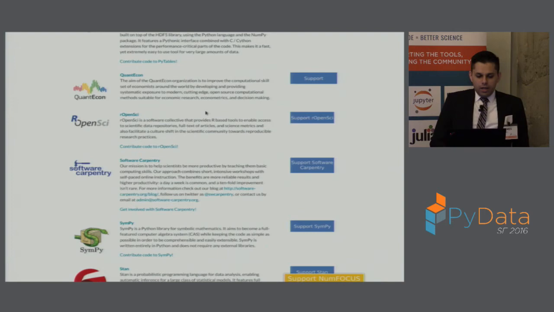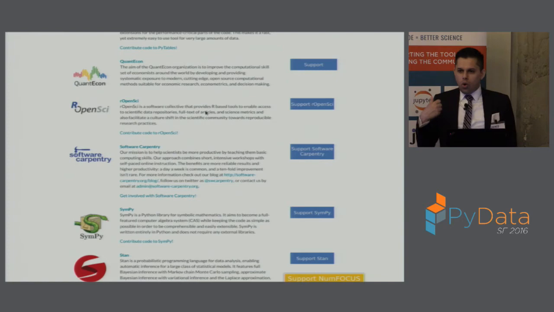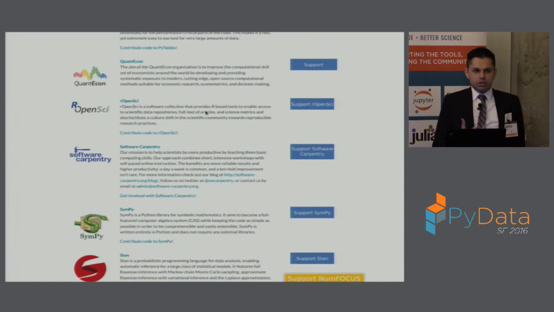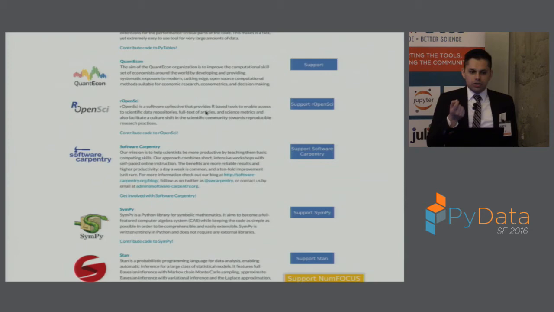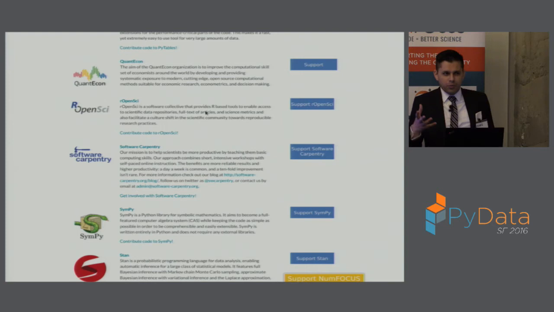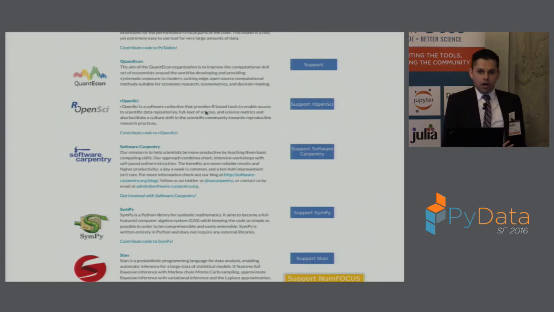Additionally, there's one more NumFOCUS project that kind of sits in the middle, QuantEcon. QuantEcon started as an educational project. Tom Sargent, 2011 Nobel Prize winner in economics, had a mission to improve the quality of discourse in economics, especially with regards to computational methods and numerical methods. And so QuantEcon started as a collection of essentially Jupyter notebooks in Python and Julia, just teaching topics in econometrics and in economics.